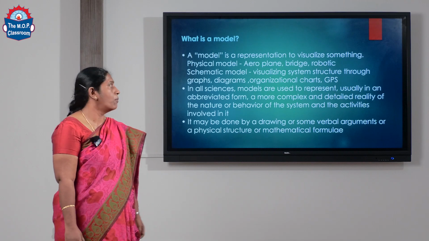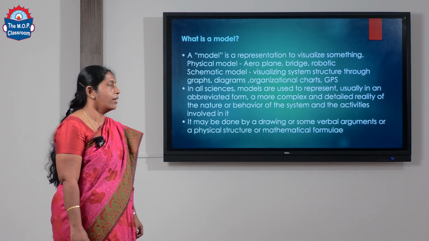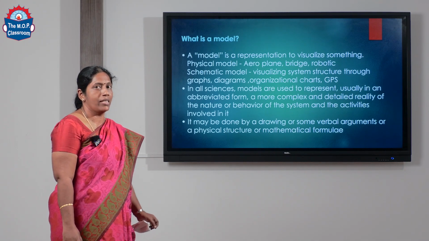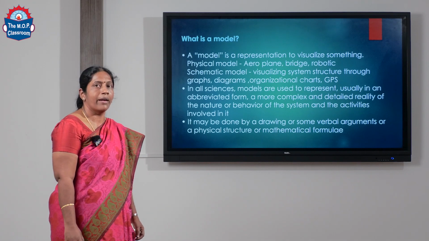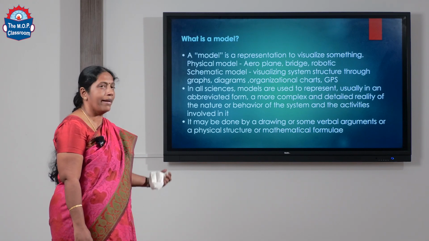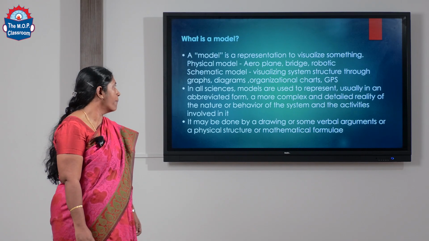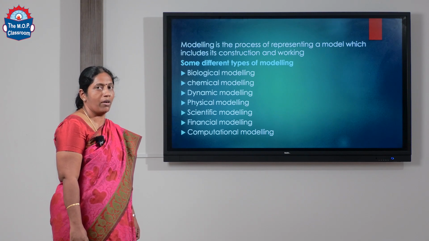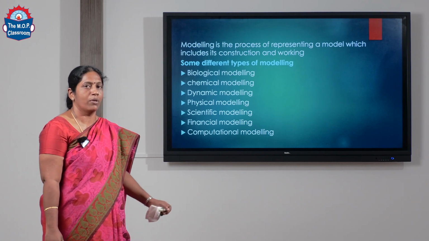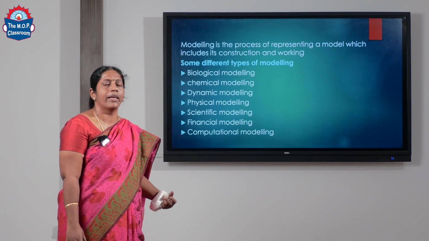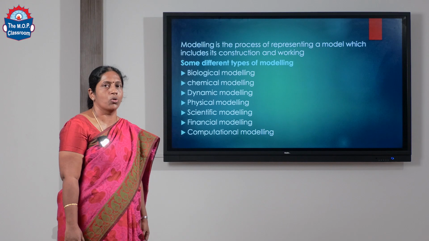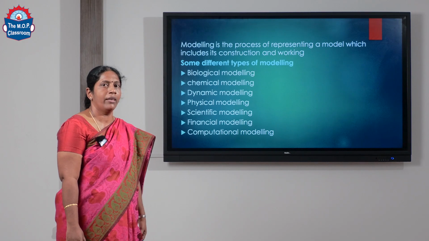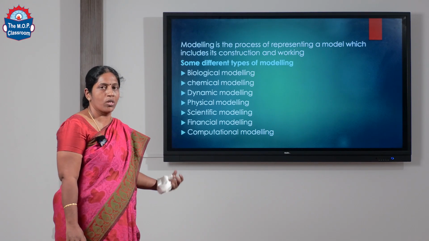In all sciences, models are used to represent usually a more complex and detailed reality of the behavior of the system and the activities involved in it. This may be done by using verbal arguments, by drawing, or by physical structure or mathematical formulae. Modeling is a process of representation of a model which includes its construction and working. Based on the domain concept that we use, modeling can be classified into different types like physical modeling, biological modeling, chemical modeling, dynamic modeling, computational modeling.